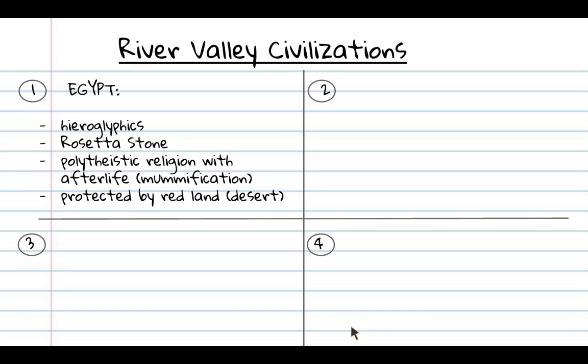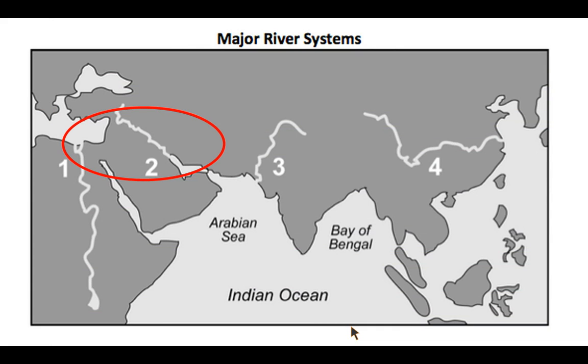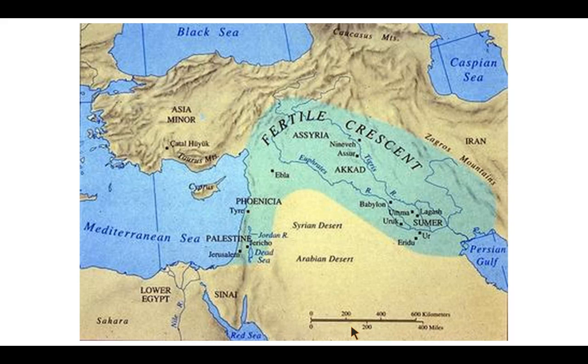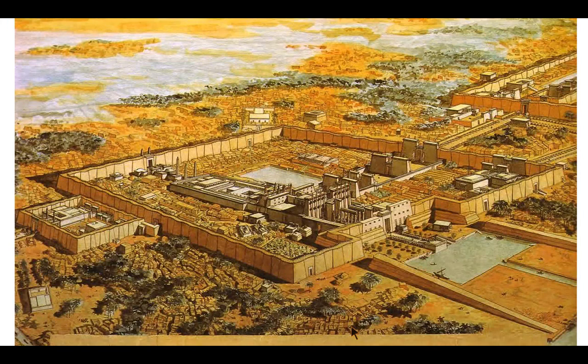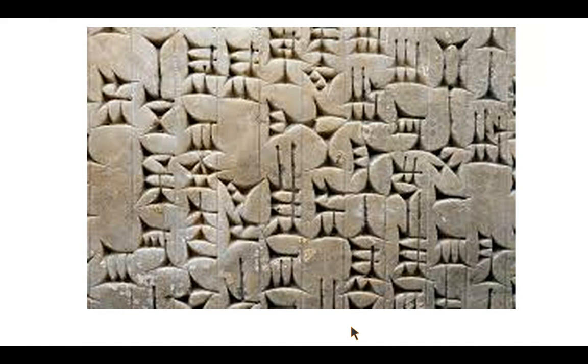Alright, let's move on to key point number 2. This is about Mesopotamia, or the Fertile Crescent. This land was so fertile because of the Tigris and Euphrates rivers. Silt from these rivers allowed people to farm and for city-states to grow. Mesopotamian city-states were walled cities who governed themselves independently, like a country. Mesopotamian writing was called cuneiform, and it looks like triangles and sticks.